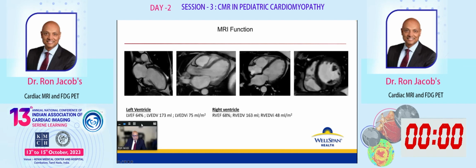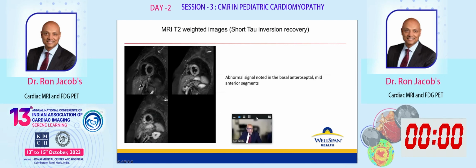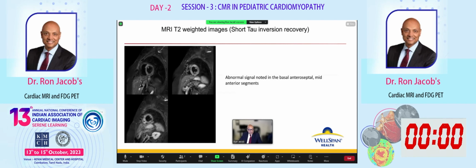Moving on to the STIR, the short tau inversion recovery, and as most of the people in this audience know, this is a triple inversion recovery sequence that leverages the signal that you get. Water will have a bright signal. Fat is suppressed, and the blood pool is suppressed. So here, if you look at the basal, mid, and apical slices, you get a sense that there's perhaps a higher signal in the basal anteroseptal and the mid-anterior wall.